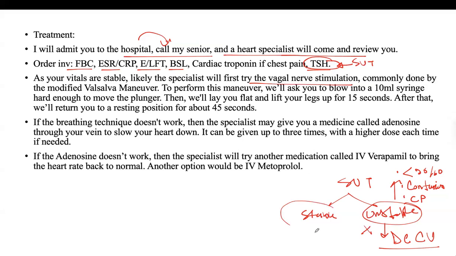This will not come in the exam, because it is unlikely that they will give you unstable SVT in the exam. Most of the SVT in the exam should be just a stable patient. So how we treat the stable patient, that's what we are going to explain now.